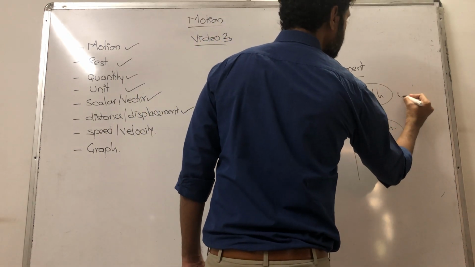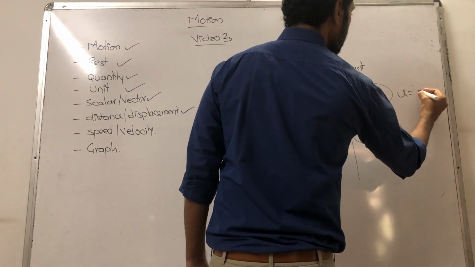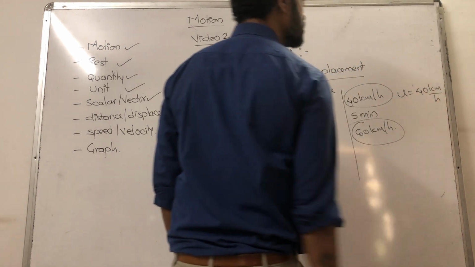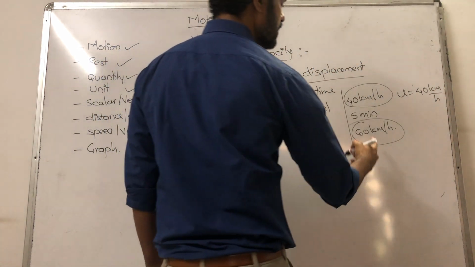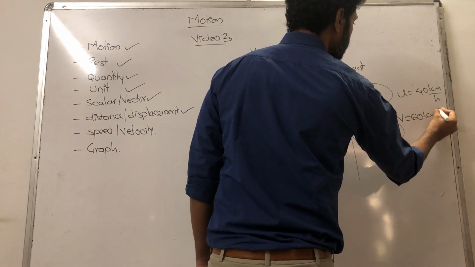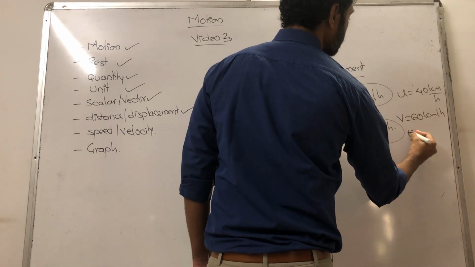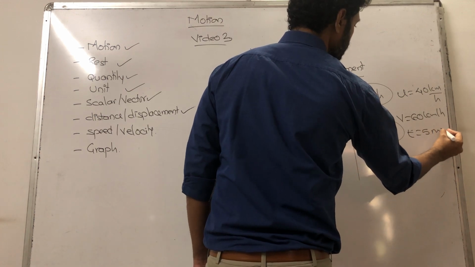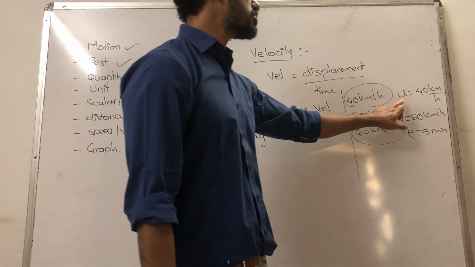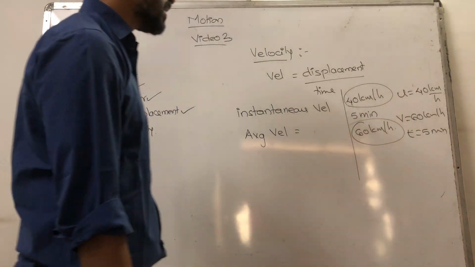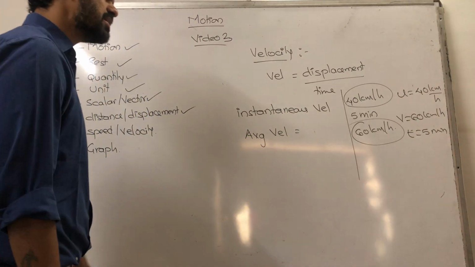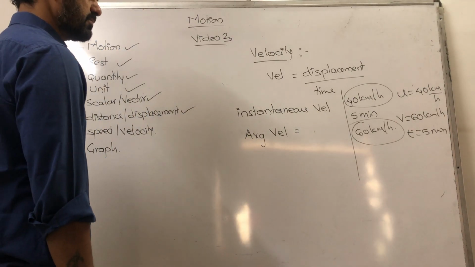The initial velocity is denoted by the alphabet u, small u. So you will say in your data part that initial velocity u is 40 km per hour. The final velocity v is 60 km per hour and time t was 5 minutes. So we denote initial velocity by u and final velocity by v. Now as we said, average velocity is total displacement by total time.